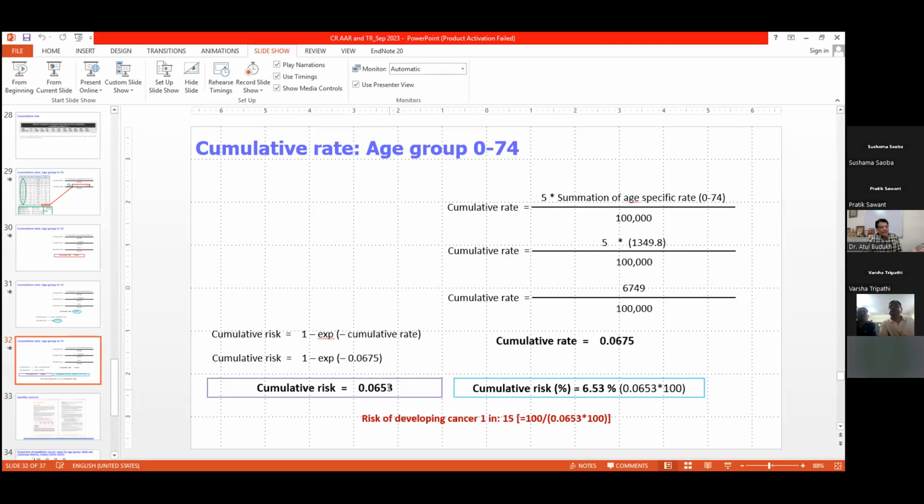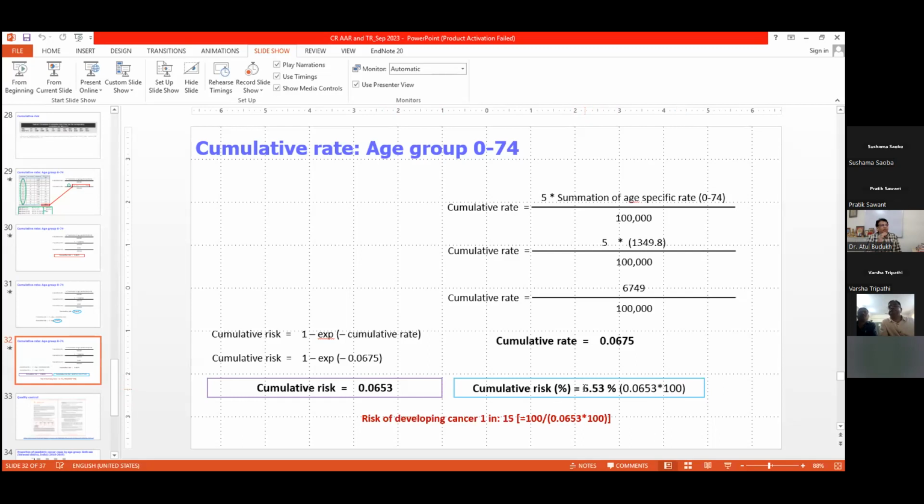0.0653. Yes. So you have to multiply the percentage 0.0653 by 100. It will come as 6.53. Correct? Yes. So you do 100 in Excel. Go to Excel. 100 by 6.53. Okay. So it will come as 15.31.